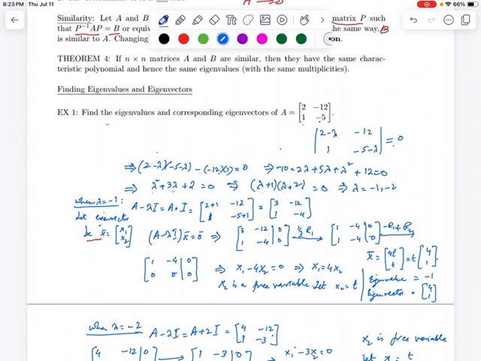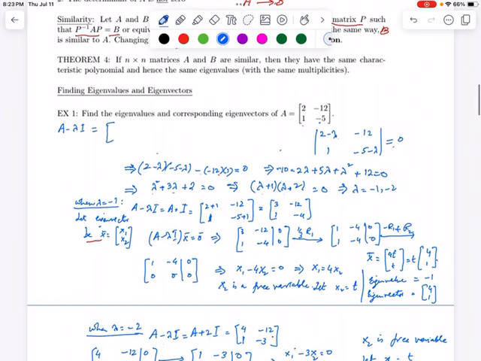We will start by finding A minus lambda I. How do we do that? We get the A matrix, which is 2, negative 12, 1, negative 5. Then I say minus lambda times I. What is I? I in this case will be 1, 0, 0, 1, which becomes lambda, 0, 0, lambda. So I will just write it that way.